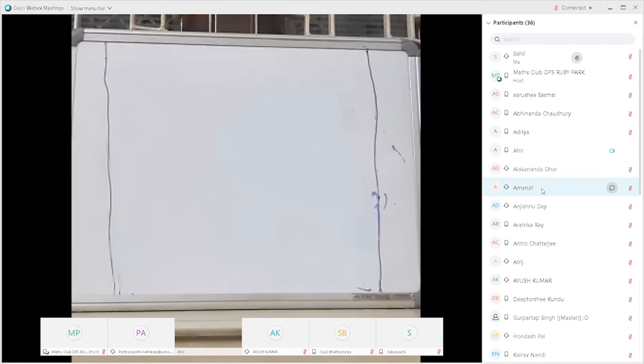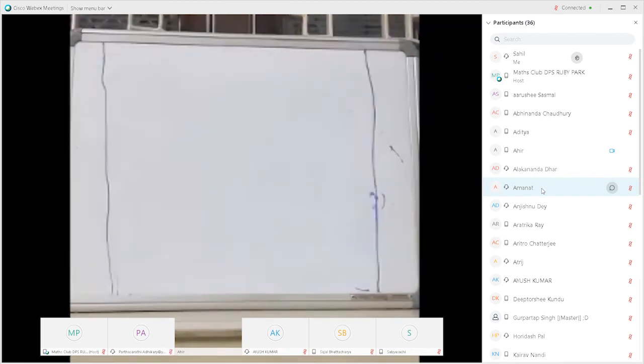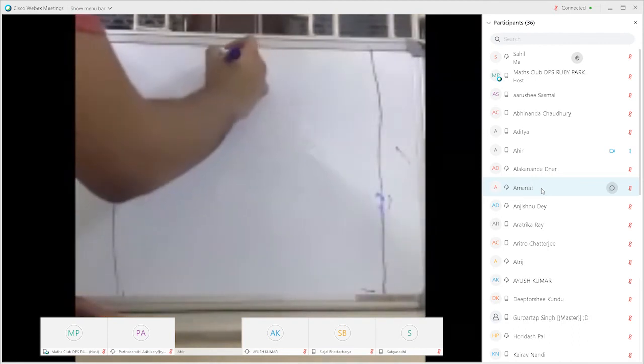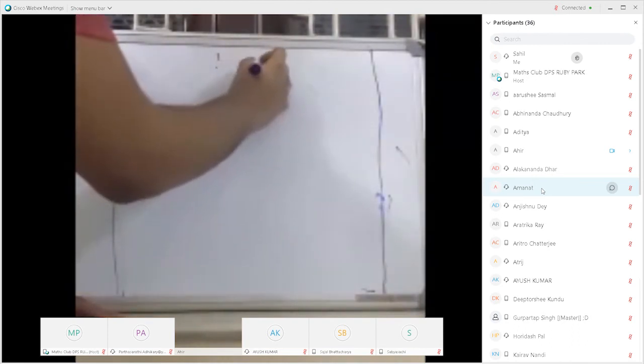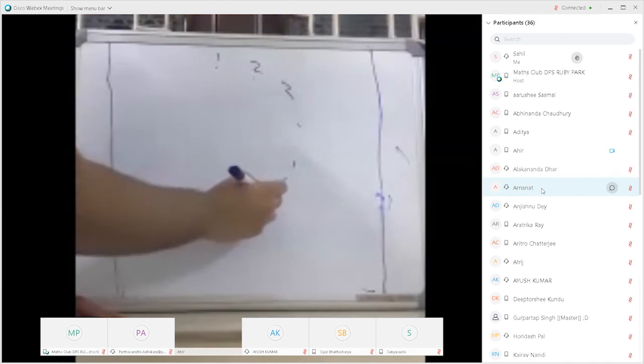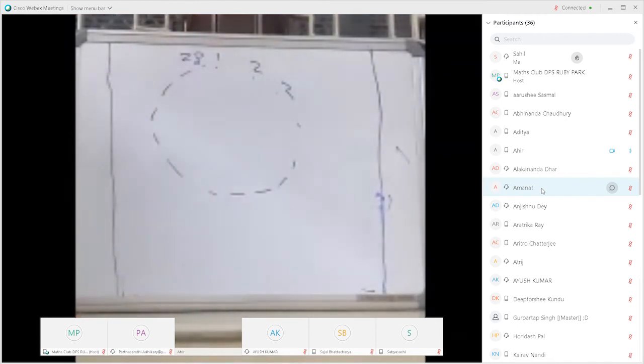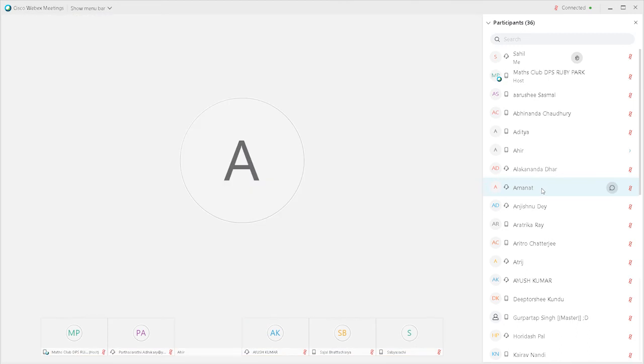Okay, so we'll approach this problem similar to the previous one. So we have 28 points like this. Let's say this is 1, 2, 3, and we go on till 28. So what's the total number of ways in which we can select 3 points?